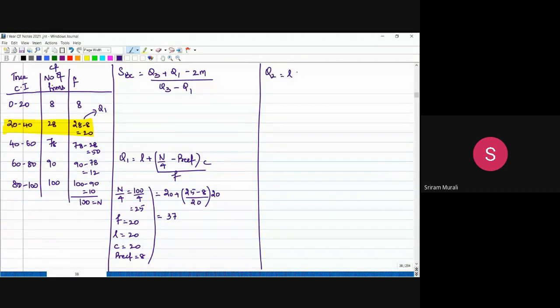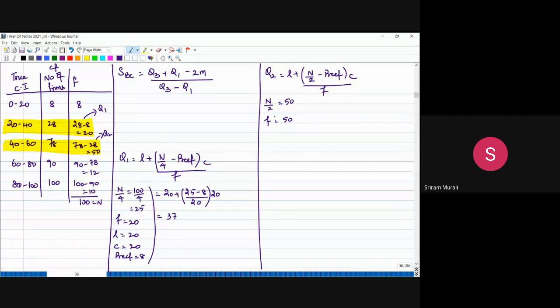Q2 will be L plus n by 2 minus pre-CF divided by F into C. n by 2, 100 by 2 will be 50, so 50 directly falls. This is my Q2. So what is F? F is 50.